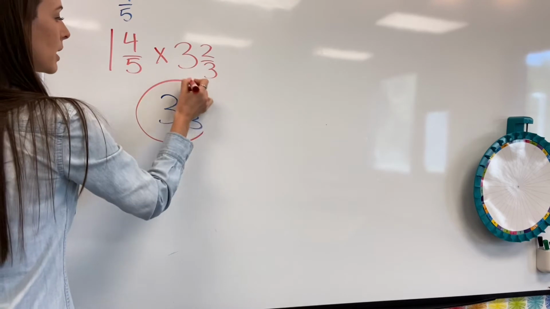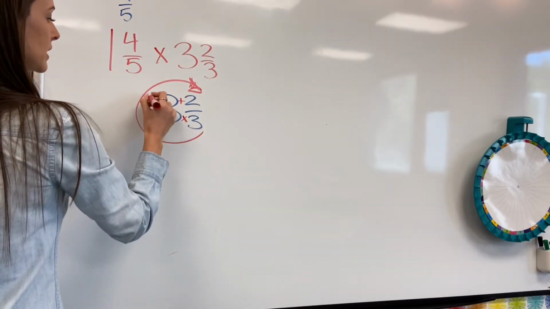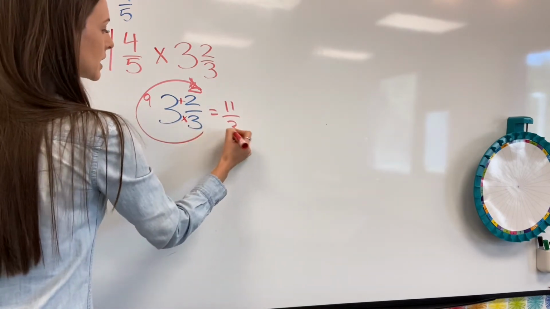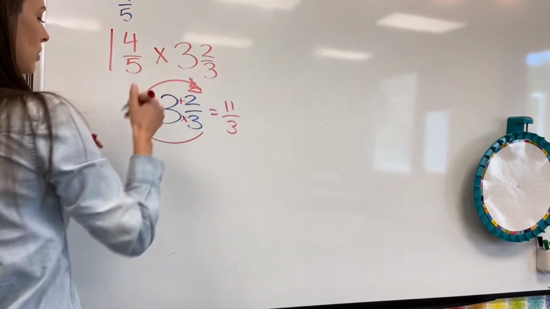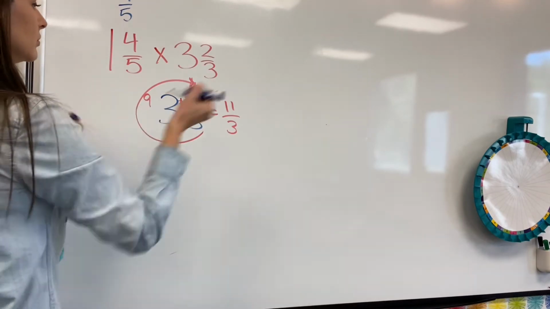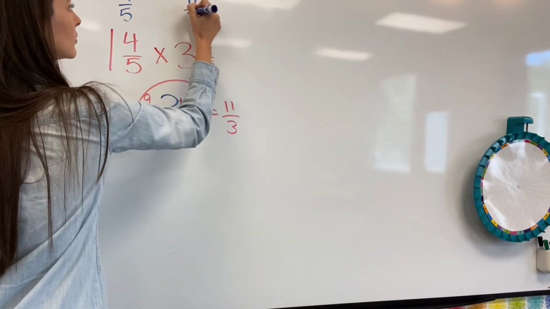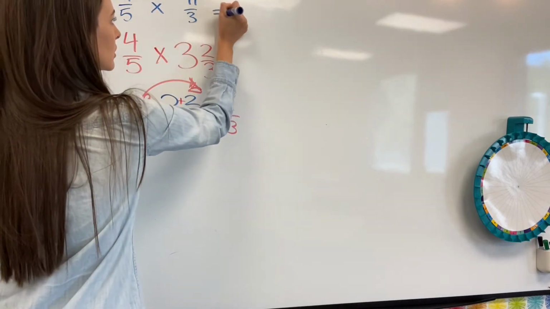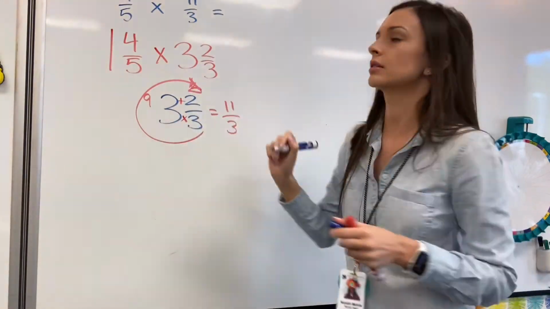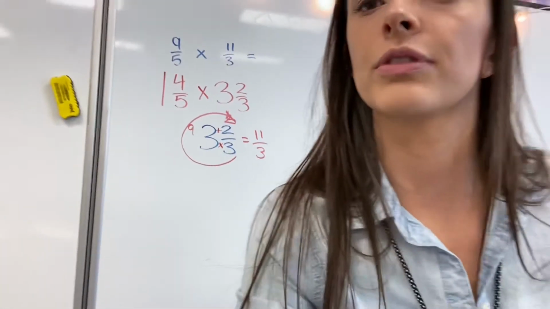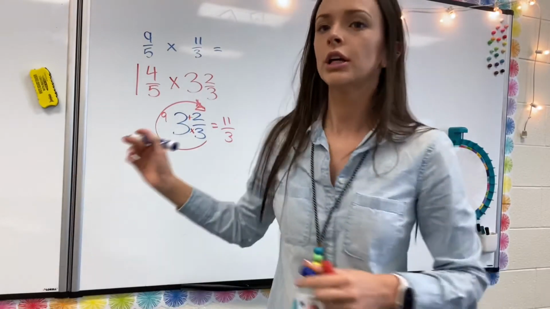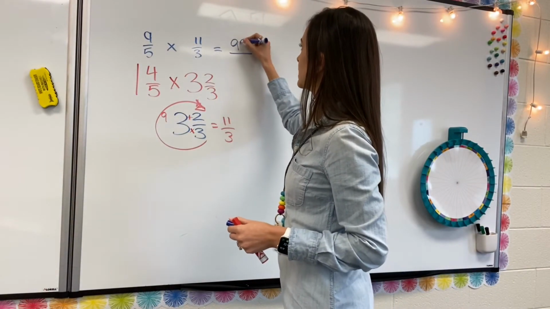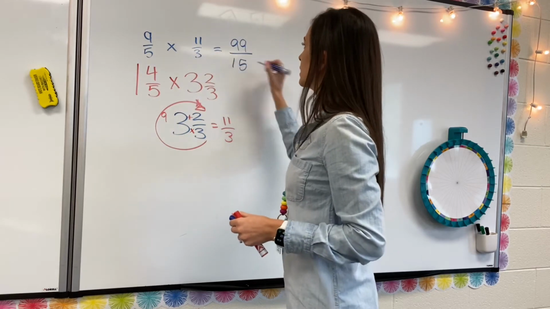So started from the bottom, now we're here. So 3 times 3 gives me 9, plus 2 gives me 11. Our denominator stays the same, it's 3, 11/3. So now I'm looking at 9/5 times 11/3. Oh, I'm getting kind of out of the frame here. Let me back up a little. Okay, so I know that 9 times 11 equals 99, and 5 times 3 equals 15.